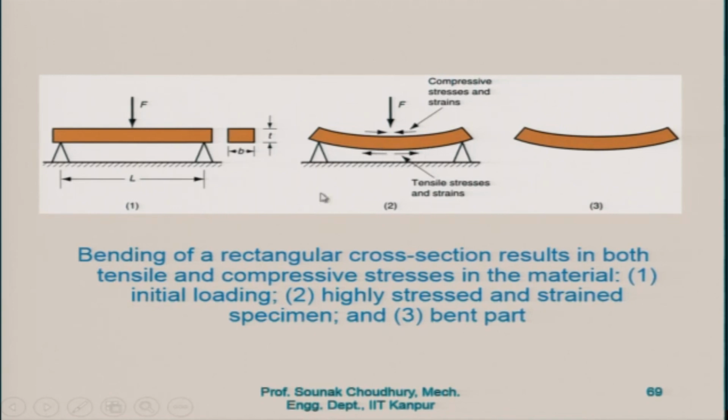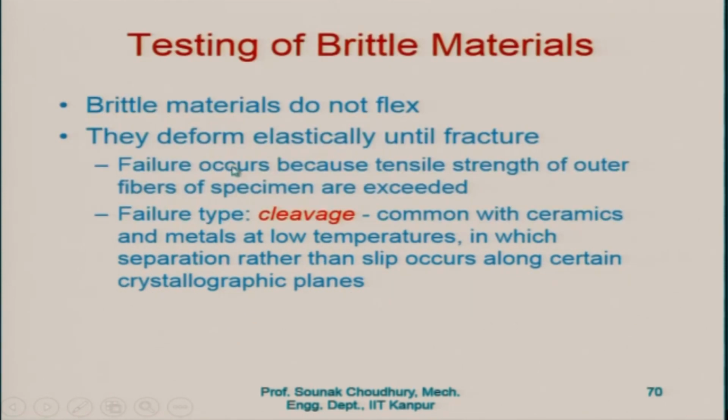Now, bending of a rectangular cross section results in both tensile and compressive stresses, as shown here. As the load is applied from the top, once again I am repeating, this will be the compressive stresses and strains, whereas on the opposite side it will be the tensile stresses. This is obvious. This is the initial loading, the highly stressed and strained specimen, and the bent part as the force is removed. Testing of brittle materials continuing, brittle materials do not flex. They deform elastically until fracture.